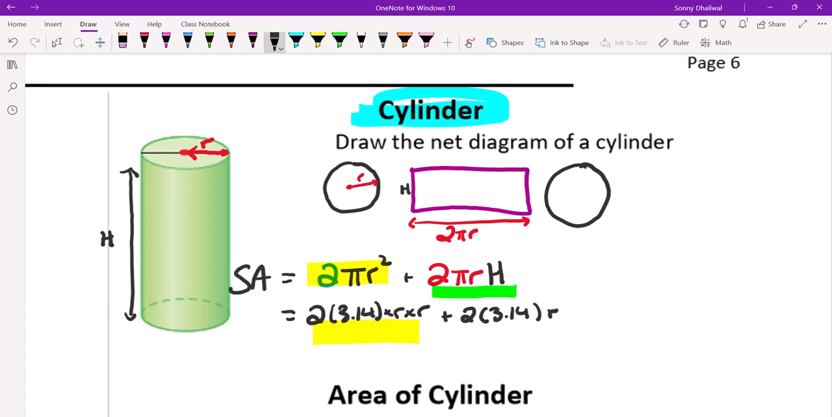Times r times h. So in order to use this formula, we need to know 2 numbers. We need to know how big r is, and we need to know how big h is. And then the rest of it is plugging into the formula, which we will do next day. All right, we'll stop there.